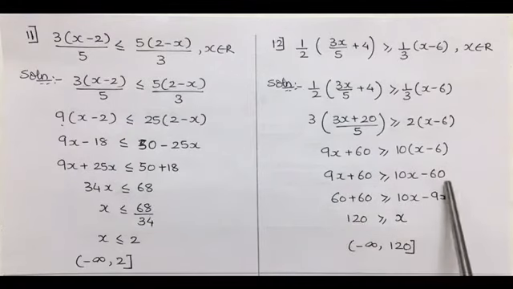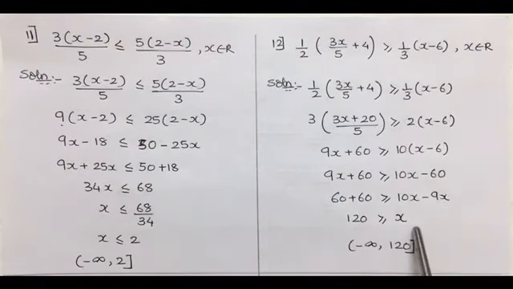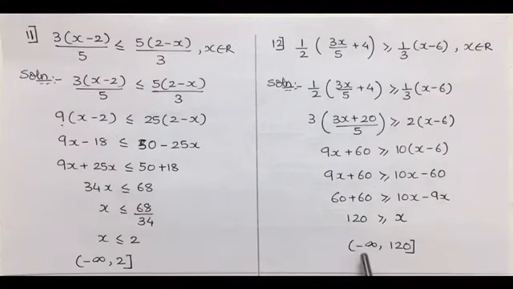Now shifting 9x the other side so that the coefficient of x remains positive. Minus 60 the other side becomes 120 greater than or equal to x. Now x is less than or equal to 120 means it is lying towards the left hand side of 120. So it will be taking all the negative numbers till 120 as the close interval. Reason is equality sign is there. Hence the interval or the solution of x lies from minus infinity to 120 close.